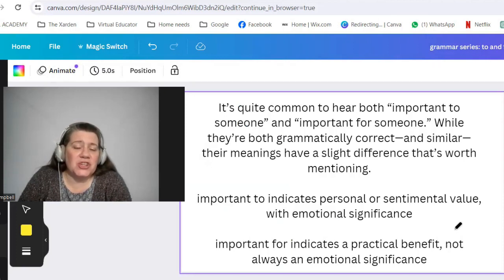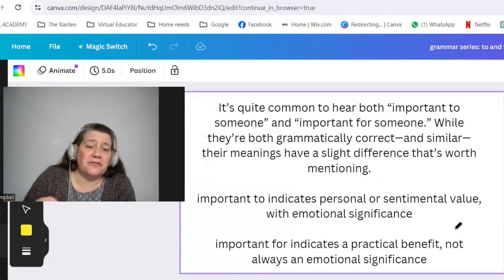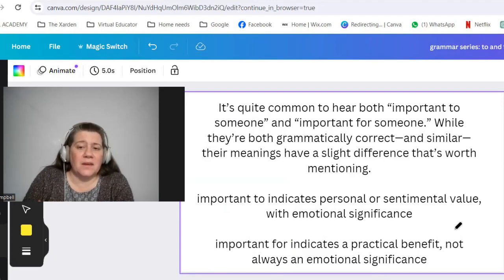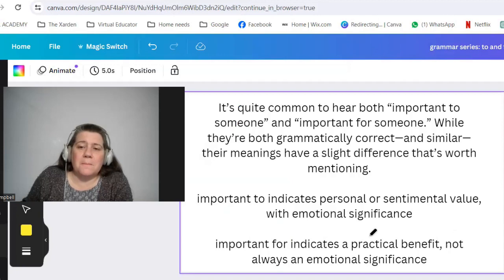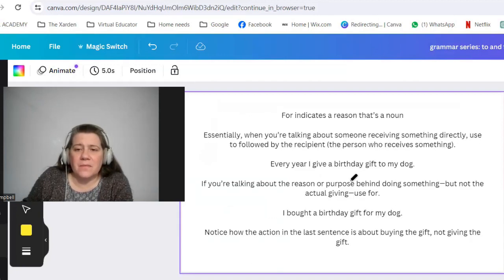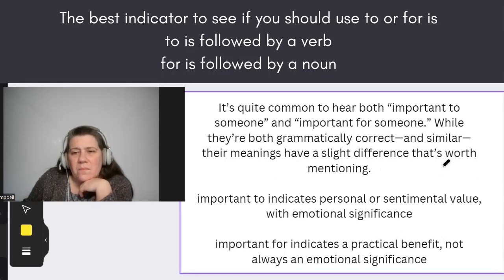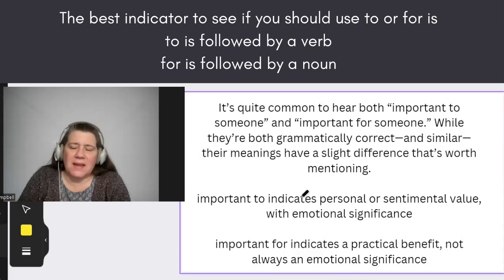Important with to, important to me, indicates a personal or sentimental significance. Important for indicates a practical benefit. Okay? He interviewed for a job. That's the for followed by the noun. But let's see. The job might be like the job you've always wanted.